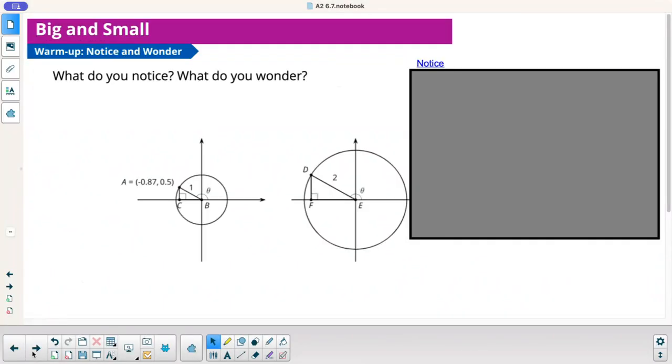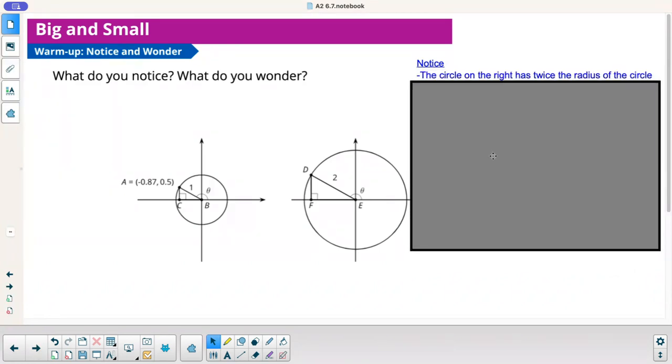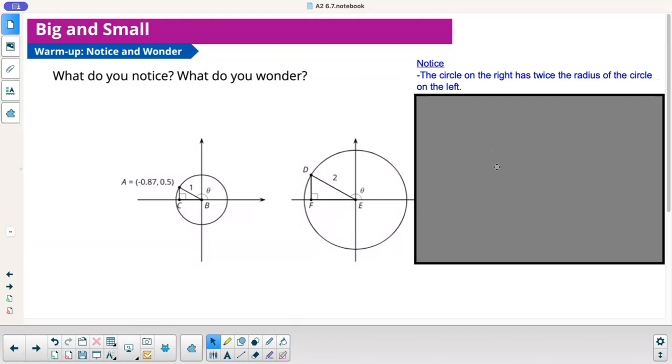All right, what do you notice? What do you wonder? Pause the video, try to come up with as many notices and wonders as you can think of. All right, so a couple things here. Right away, I'm looking here and I say, okay, the circle on the right has twice the radius of the circle on the left. You can tell by looking here: radius is 1, radius is 2, obviously double.